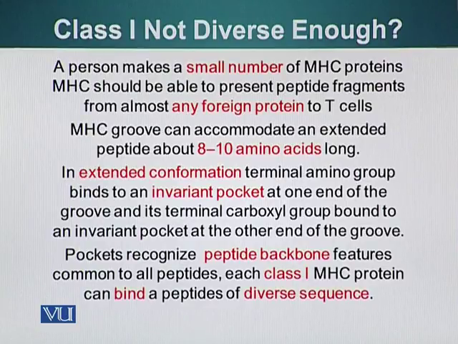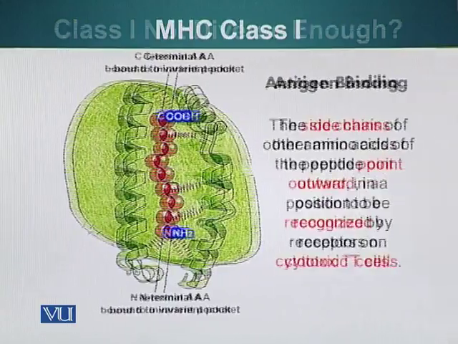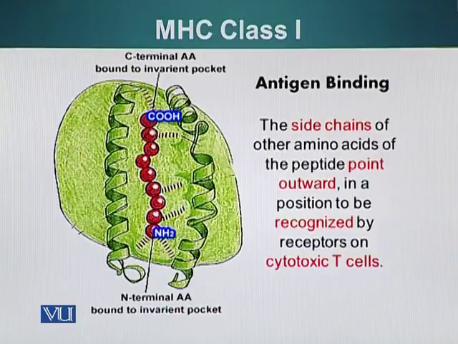That binds the invariant pocket at one end of the groove, where it is a carboxyl group, and the other invariant pocket of MHC class 1 molecules binds the amino group. So as I've mentioned, these pockets recognize peptide backbone features common to all peptides. So this is how MHC molecules are able to grab, bind, and display proteins or peptide fragments which can be very, very diverse.